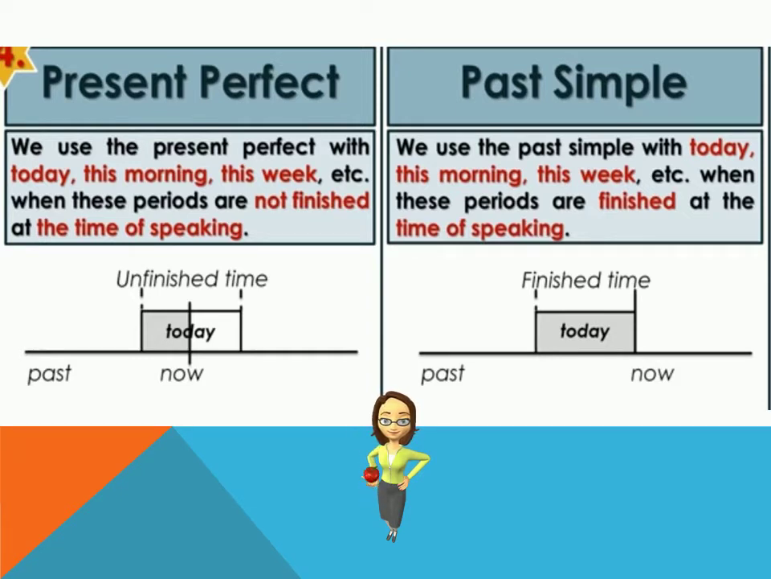Meanwhile, for past simple, we use it with the words today, this morning, or this week, when these periods are finished at the time of speaking. So that means that the activity or the action is done, okay, is completed. In present perfect, we talk about actions that are still happening. But for the past simple, the action is completed.